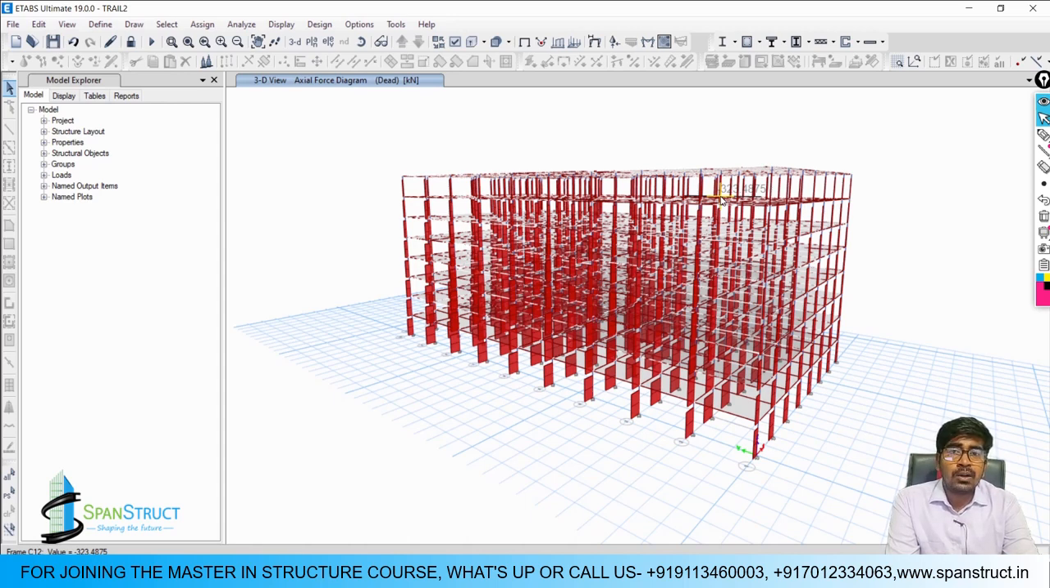So for designing any corner column, you have to take all the effects: two moments and one axial force. So we can call it that a corner column will have biaxial bending. Biaxial means there will be two moments plus one axial force to design that corner column.